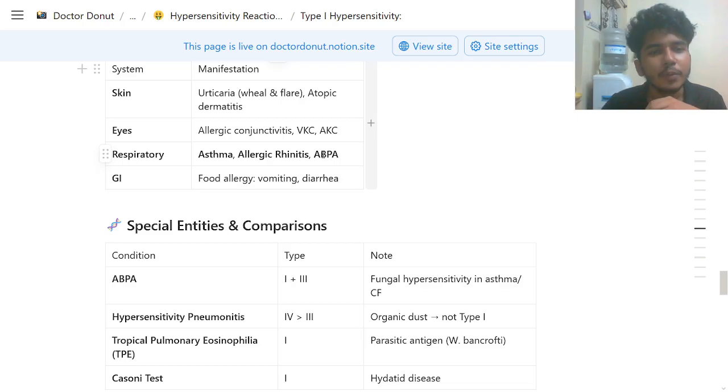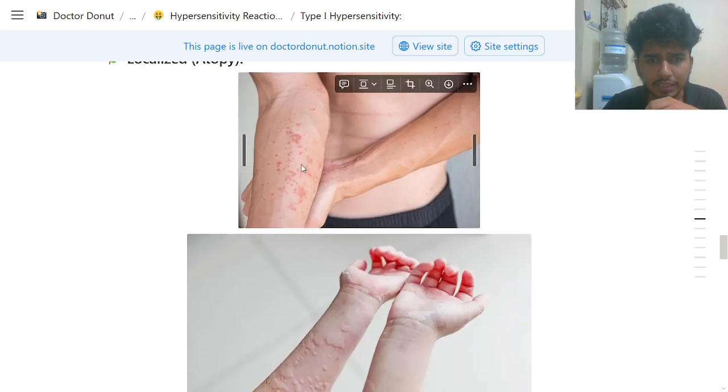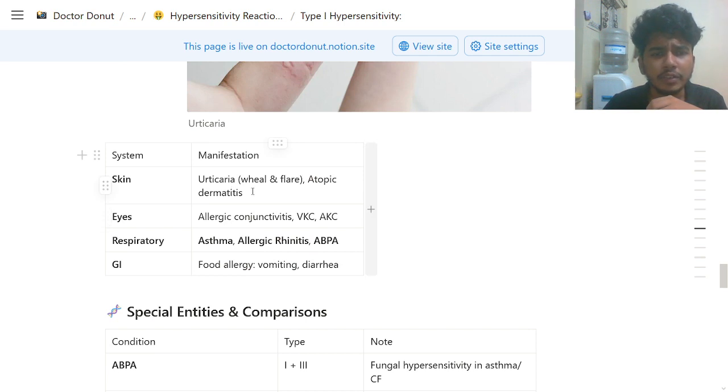No, I'm just kidding. So, urticaria, wheal and flares like this, and atopic dermatitis, which is going to look like this. For urticaria, you could give something like levocetirizine, and it will reduce the symptoms. We'll get to the treatment part anyhow. So, in the eyes, as I said, allergic conjunctivitis and other forms.